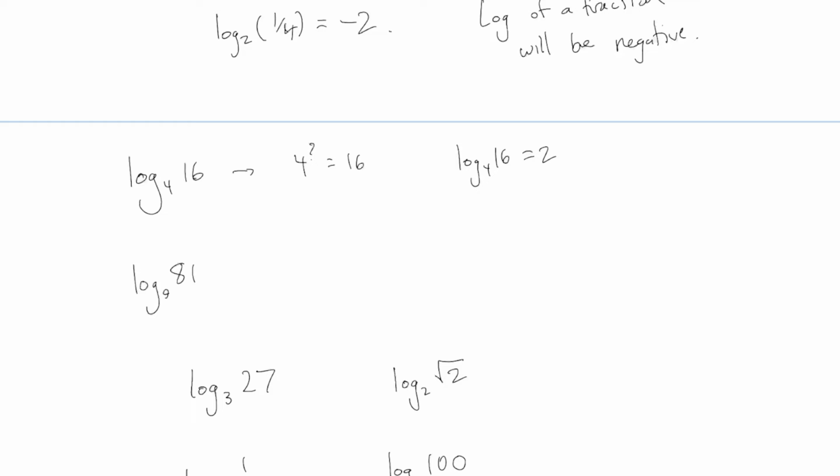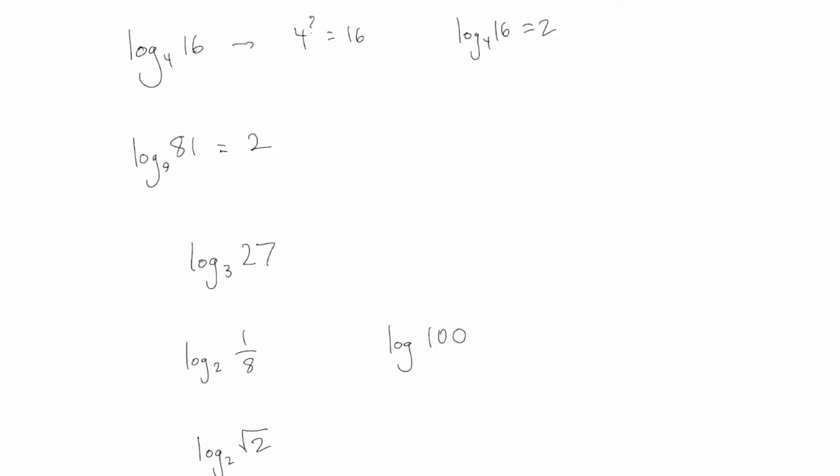And the next one is also 2, because 9 to the power 2 equals 81. So this one, for the same reason, is also 2. What about log base 3 of 27? That one you think as 3 to what power equals 27? And the answer is 3, because 3 squared is 9, and then 3 to the third power is 27. So log base 3 of 27 is 3.